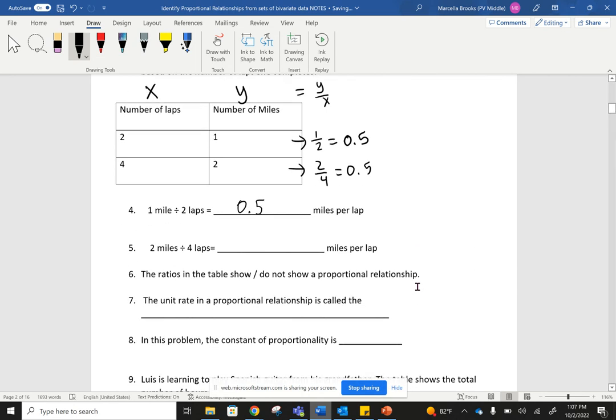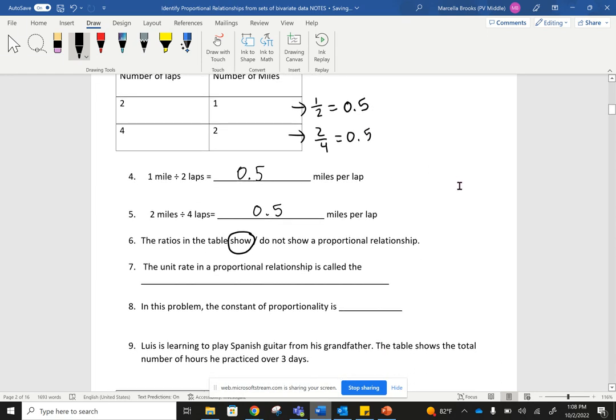On number 5, it asks 2 miles divided by 4 laps is 0.5 or half a mile per lap. So the ratios in the table show or do not show a proportional relationship. They do show a proportional relationship because they're the same. The relationship is the same.